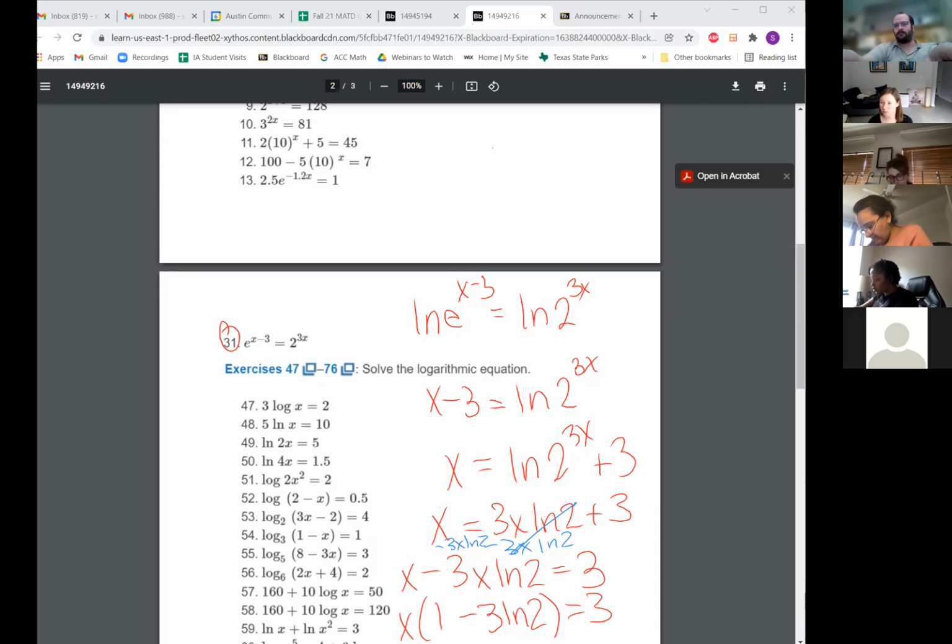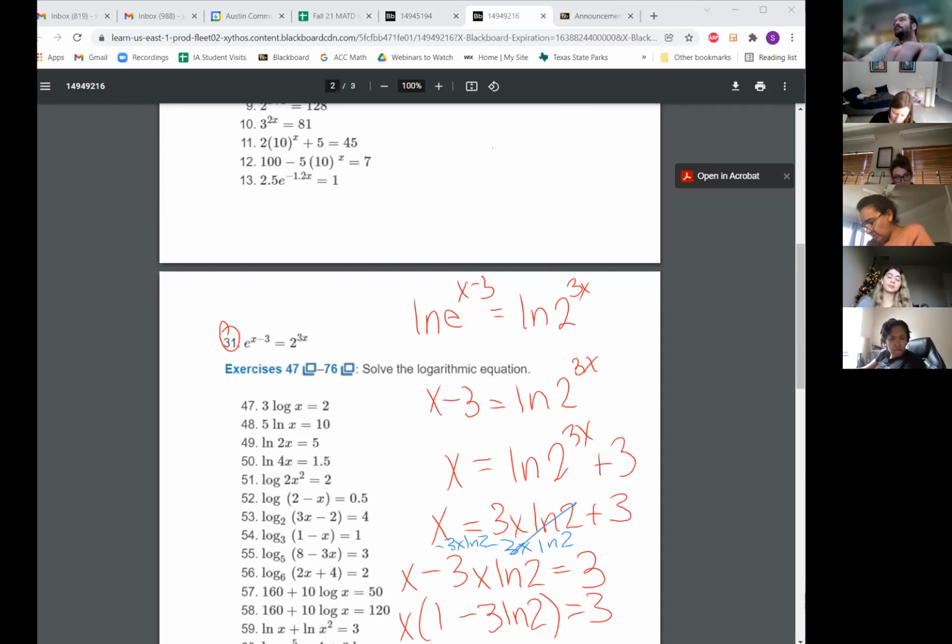Almost have x alone. Multiply it. x is multiplying the parentheses, that's right. So how would I get rid of the parentheses? Divide it. Divide it, yep. I'm out of space, so I'm going to write it up here. That would be x equals 3 divided by that whole chunk.